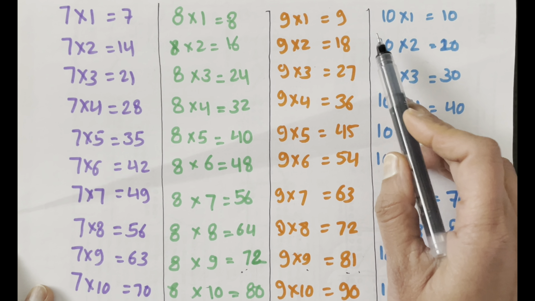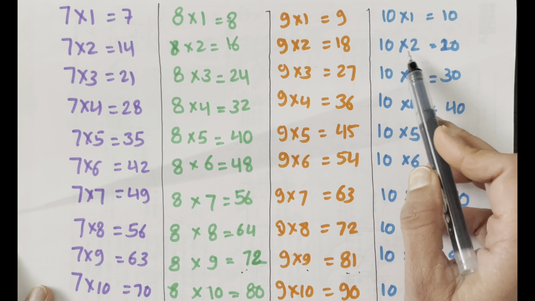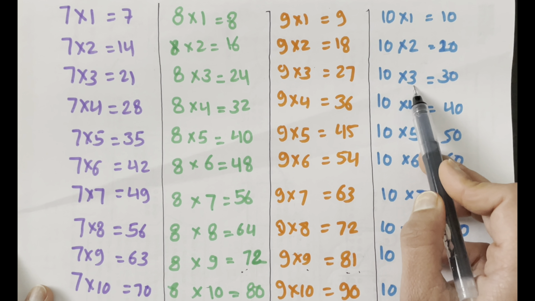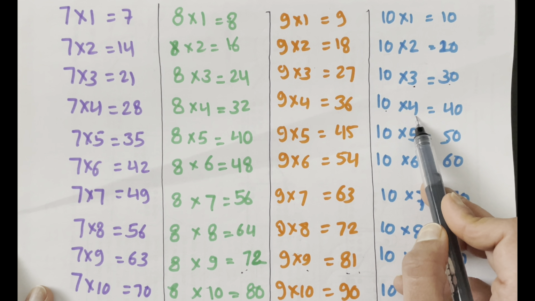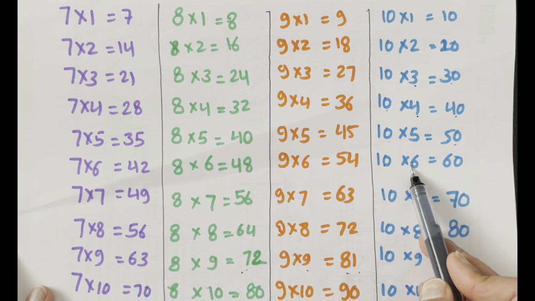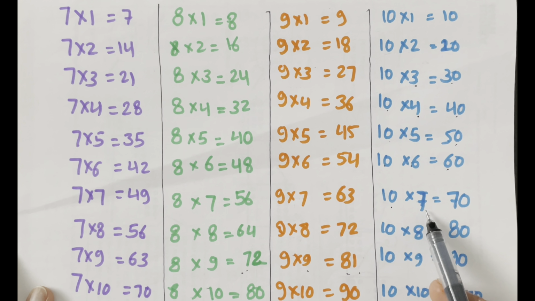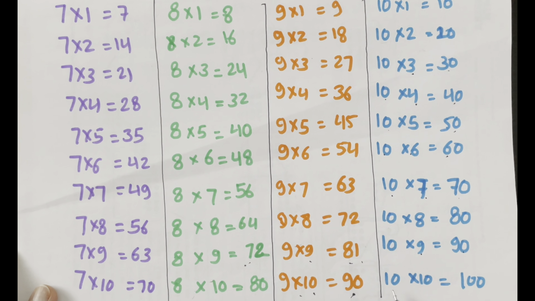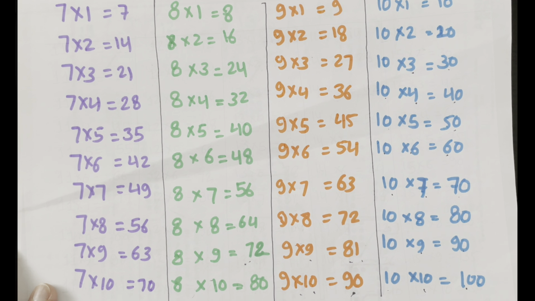Table of 10. 10 times 1 is 10, 10 times 2 is 20, 10 times 3 is 30, 10 times 4 is 40, 10 times 5 is 50, 10 times 6 is 60, 10 times 7 is 70, 10 times 8 is 80, 10 times 9 is 90, and 10 times 10 is 100.